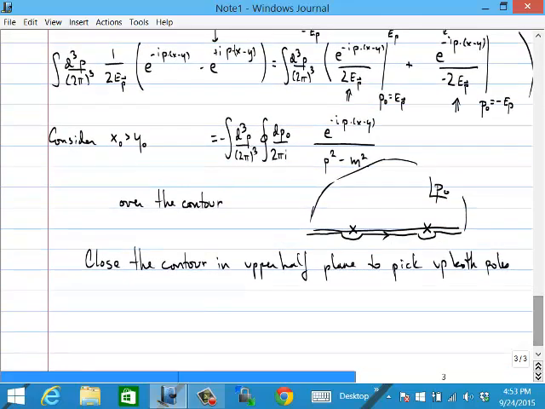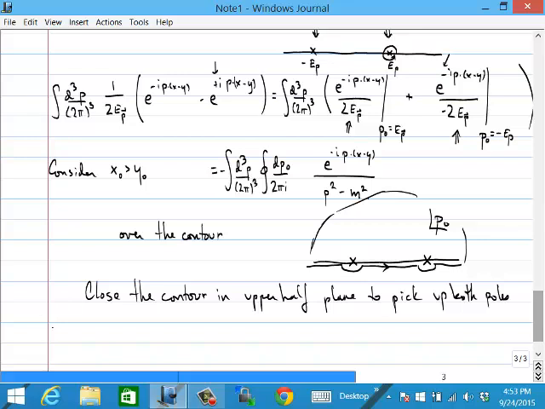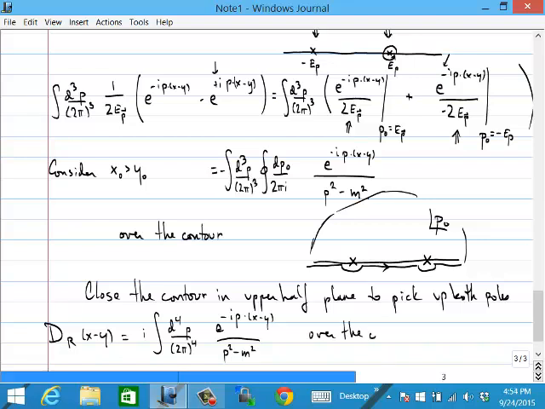And so this quantity that I've defined here, let me give it a name. I'll call it D sub R of x minus y. So that's i times the integral d4p over (2 pi) to the fourth times e to the minus i p dot (x minus y) over p squared minus m squared, where we integrate over the contour just below the poles.